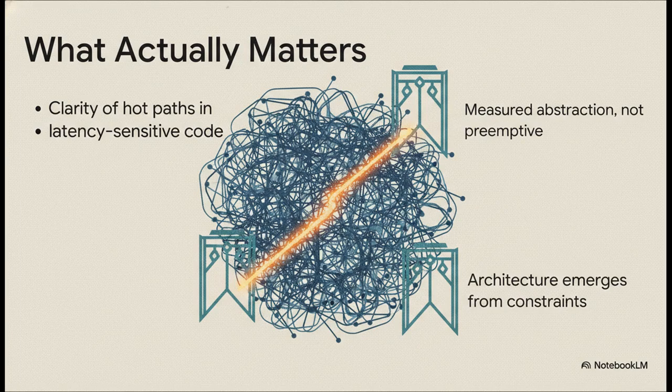So when you boil it all down, what actually matters? First, the clarity of your hot paths, the code that runs all the time. You want to minimize all that indirection in your latency-sensitive code. And you should be adding abstraction based on measurement, not just guessing ahead of time. Let the architecture emerge from the real constraints of your system. Don't try to impose it from day one.